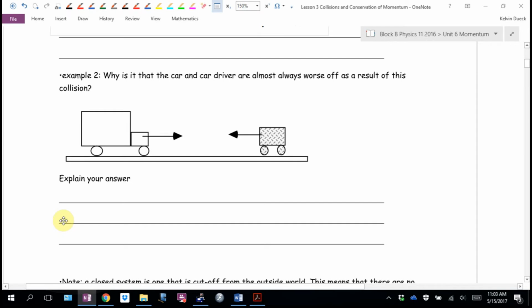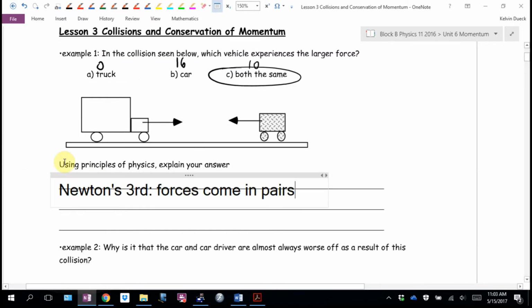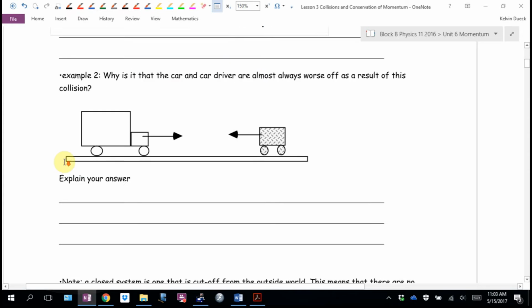So, why is it that the car and driver are almost always worse off? I just kind of said it. Sasha, what were you going to say? Do they both have the same force? Yeah. Do they both have the same force? Yes? Okay, you know what?